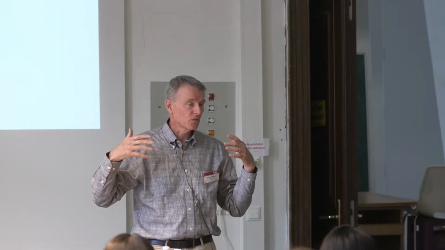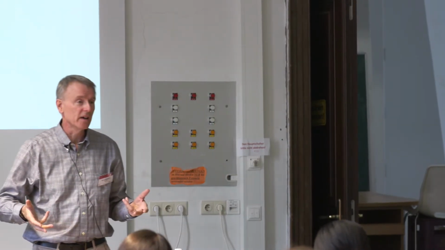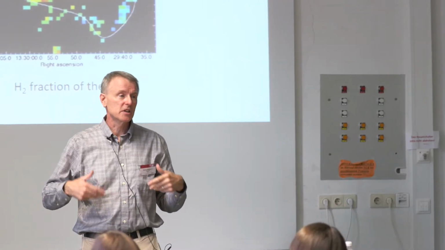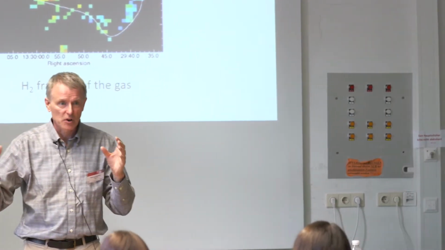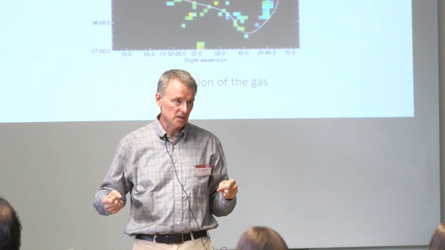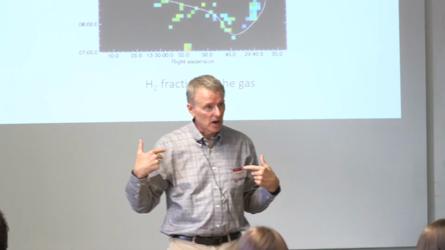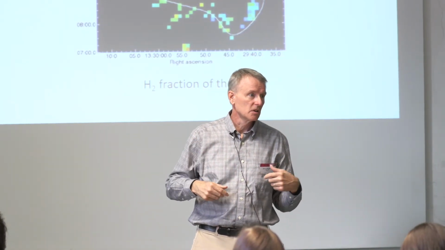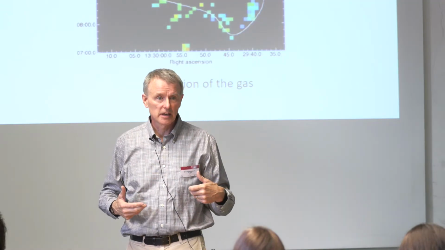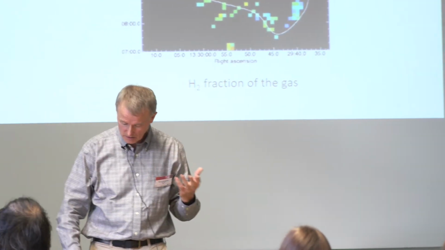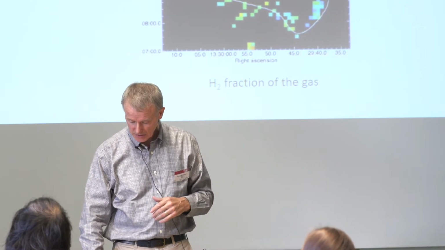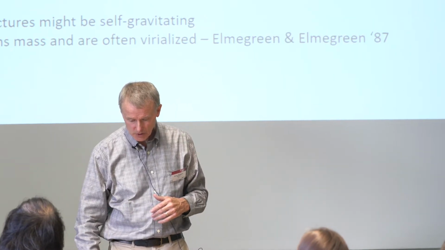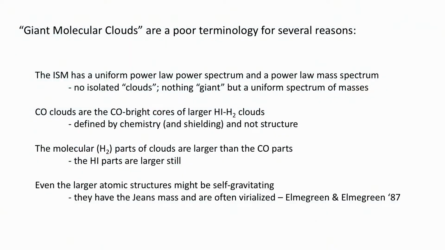The statement you want to make for cloud formation, or the beginnings of star formation, is about structure. It's about things coming together, things getting denser. And all of these molecular parts are tracers of that. And that depends strongly on what the metallicity is, what the average density is. Okay, so GMCs are poor terminology, as you've just learned, for many regions.